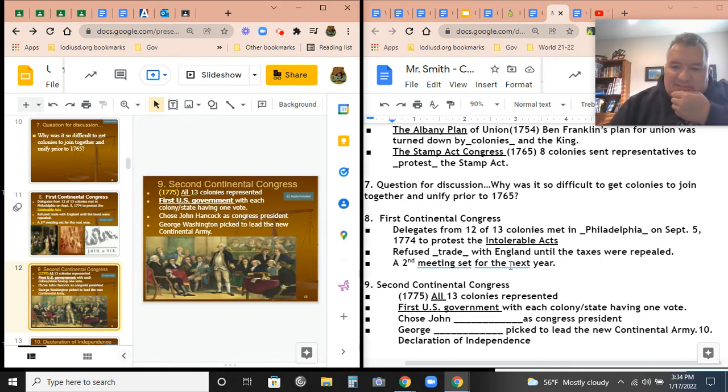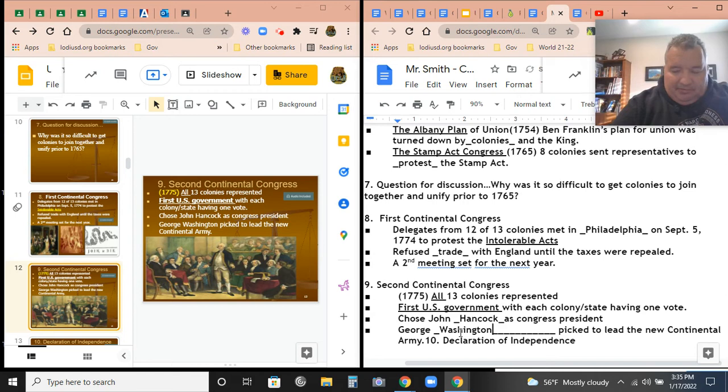In 1775, the next year, there's another Continental Congress meeting, and this time all 13 colonies have representatives. It's really the first U.S. government with each colony or state having one vote. They chose John Hancock, who had quite a reputation as the first congressional president. George Washington was picked to lead the new army because of his experience in the British Army, as well as a plantation owner.